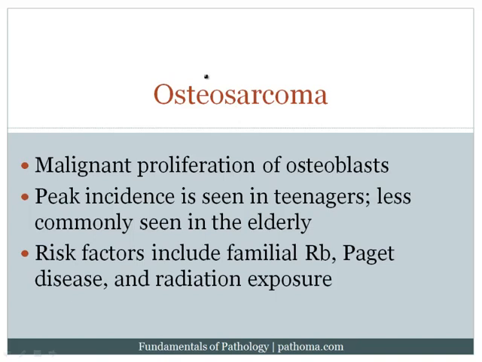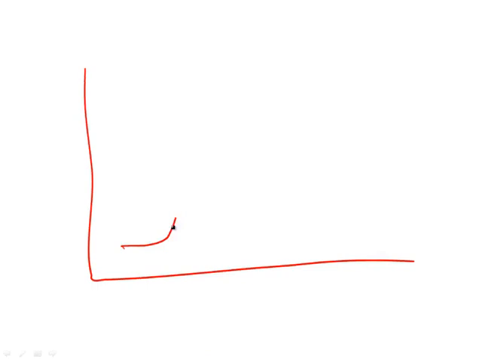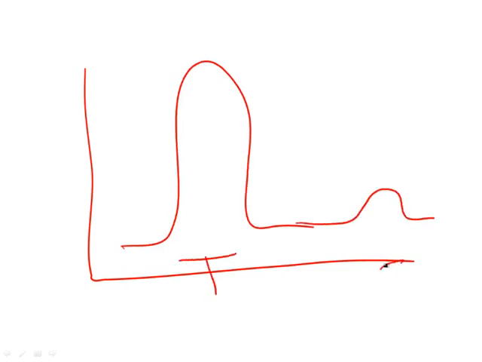Osteosarcoma is a malignant tumor of bone. Osteo means bone, and sarcoma means malignant mesenchymal tumor. And of course, it's the osteoblasts that make bone, and so the proliferation is actually of the osteoblasts. Now the peak incidence is seen in teenagers, but less commonly it can also be seen in the elderly. Here's a graph of the peak incidence. So here is the teenagers, and here are the elderly. Of course, this would be the incidence.